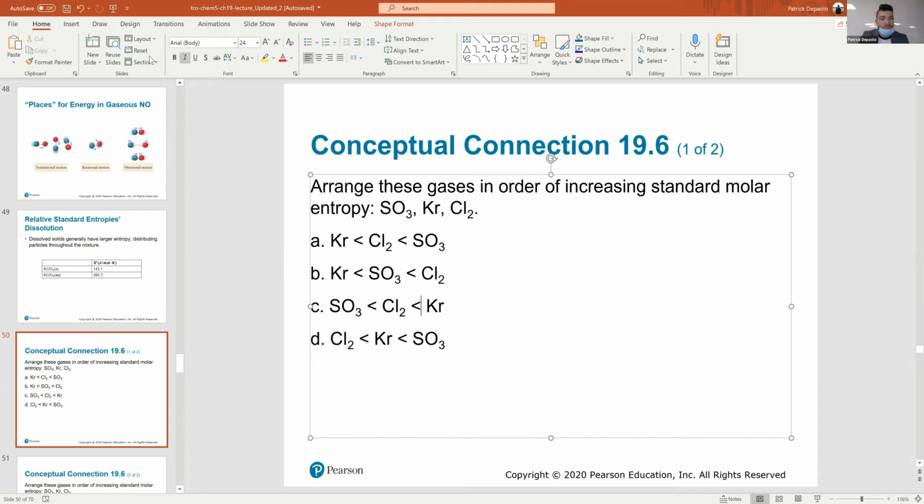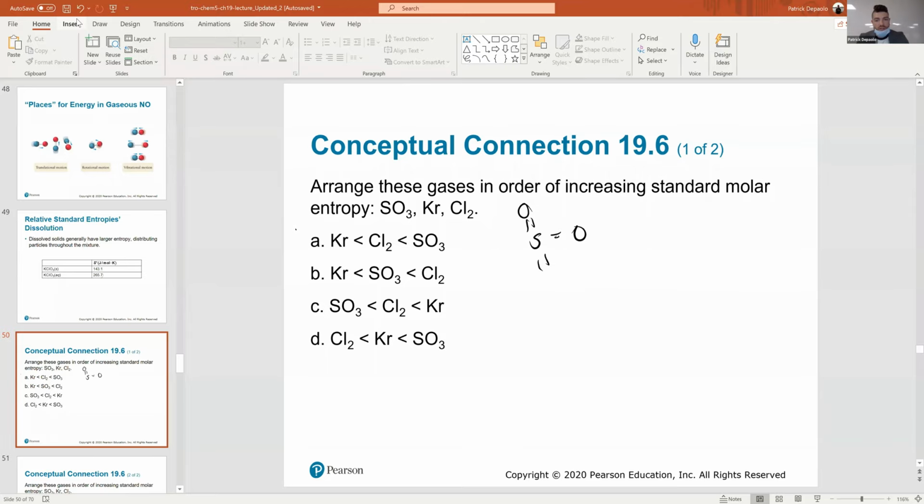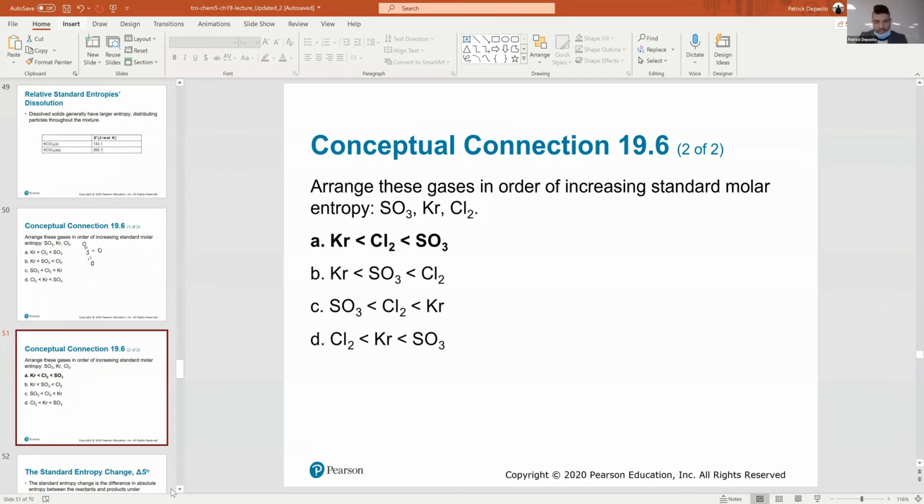Good, because krypton is 1 atom. Chlorine is 2 atoms. And SO3 is 4 atoms, and it's a bigger structure. You got a lot going on. That's the scientific explanation of it. You have a lot going on.